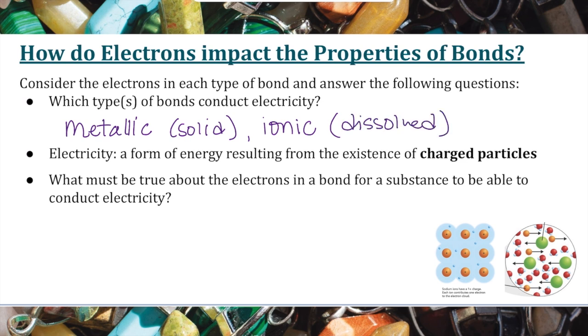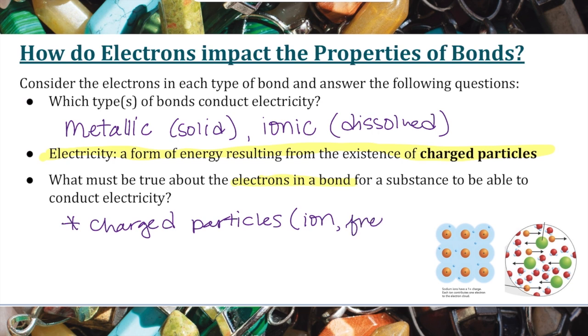And so discussing a little bit more about electricity, we talked about this a little bit in yesterday's notes, but electricity is a form of energy that results from the existence of charged particles. And what needs to be true about these electrons in order for a substance to conduct electricity? Well, it has to have charged particles, whether we see that as an ion or free electrons.